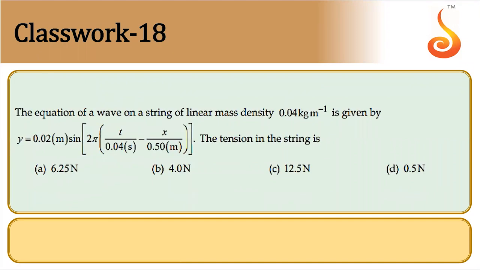The equation of a wave on a string of linear mass density 0.04 kg per meter is given by 0.02 meter sine of 2 pi into (t by 0.04 second minus x by 0.5 meter). Then the tension in the string is?